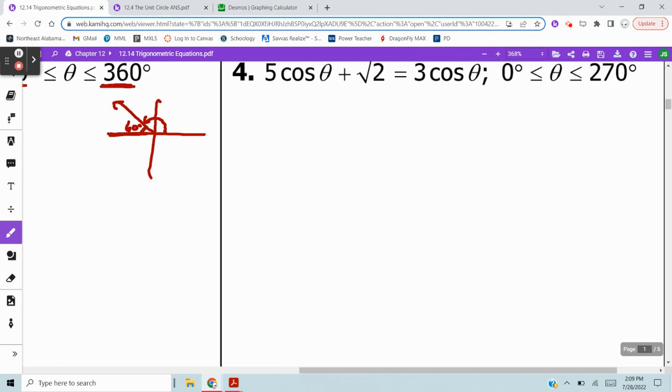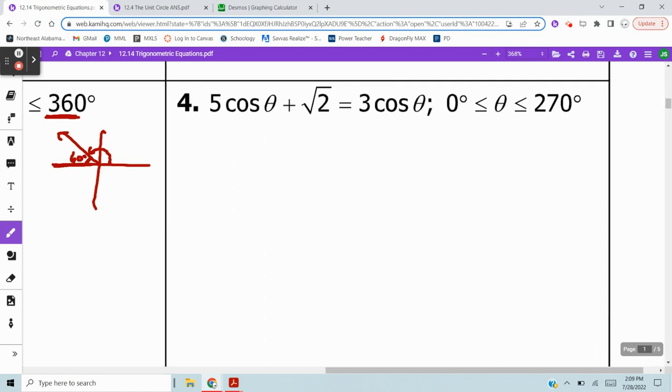Okay, number 4. Okay, you've got cosines on both sides, but they can be combined. So I'm going to move these cosines over here. A positive is going to turn into, again, these are terms, just like if they were 2s, 3s, 4x's, they're terms. So when you move that positive 3 cosine over to the left, it becomes negative 3 cosines, just like 5x minus 3x gives you 2 cosine theta.